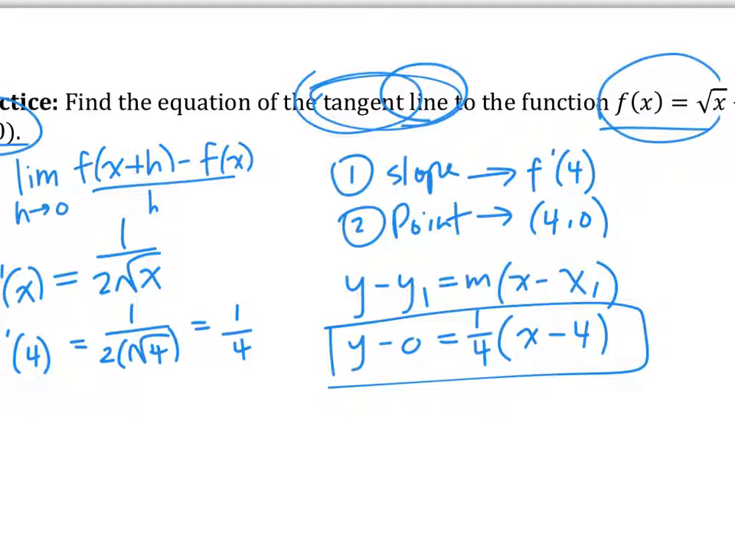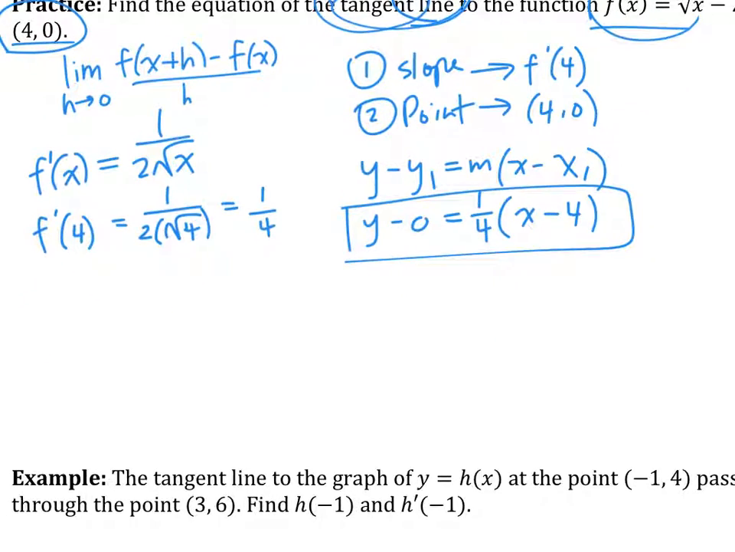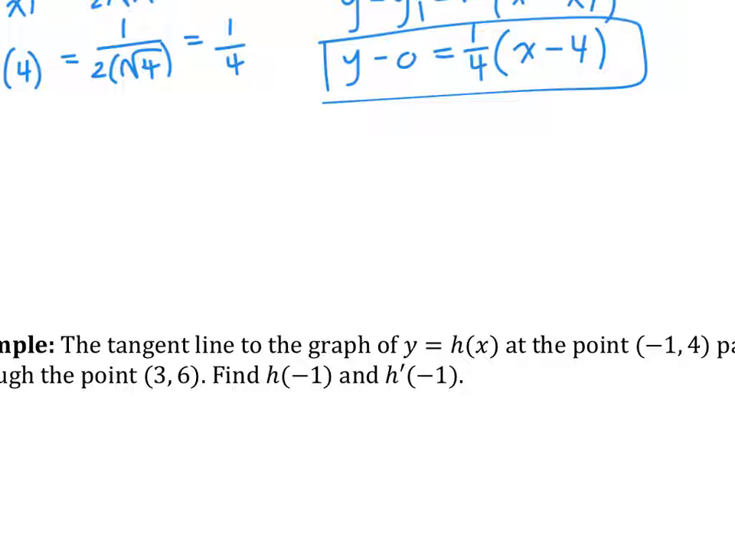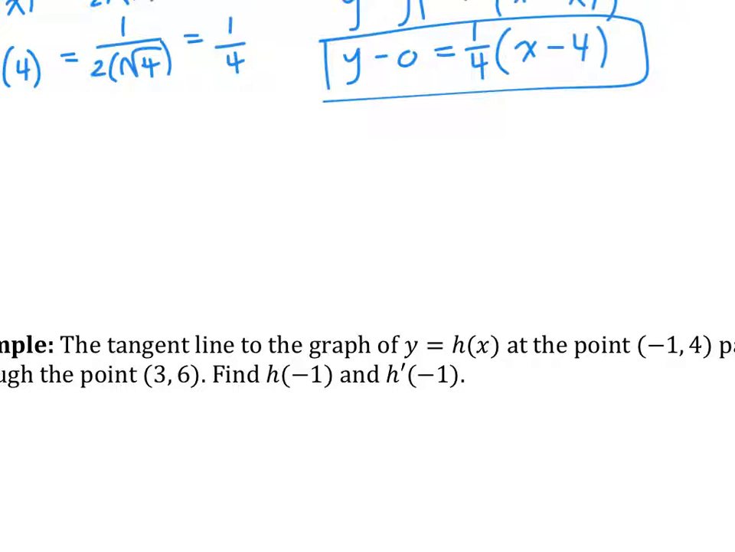All right, so let's try another one. This one is kind of asking the question in a backwards way. So the first question was like, I give you a function, I give you a point, find a tangent line. So it's kind of straightforward. Now they're going to kind of ask you backwards and see if you do understand what you're doing.